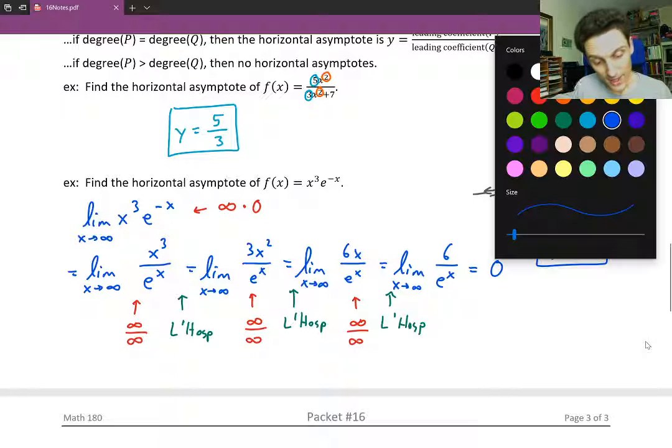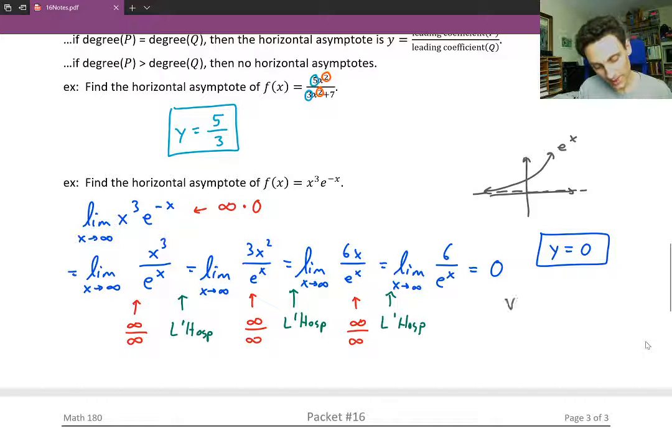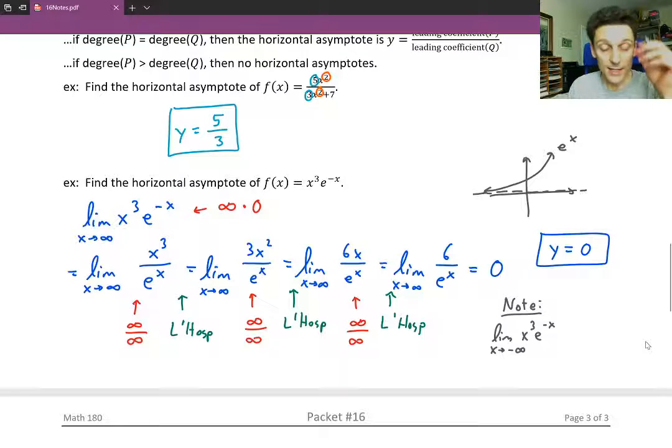Now, that was only as x approached positive infinity. You also have to think about x approaching negative infinity. The limit as x approaches negative infinity of x cubed e to the negative x. Now in this case, the x cubed is approaching negative infinity, right? Large negative numbers, when you cube them, are even larger negative numbers.